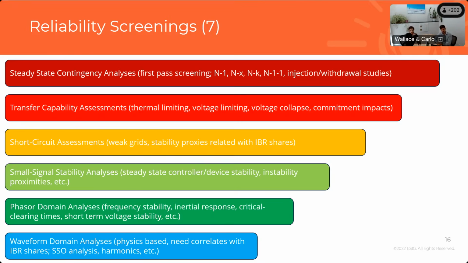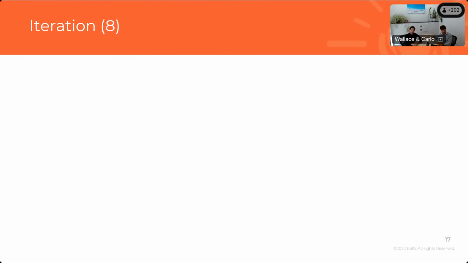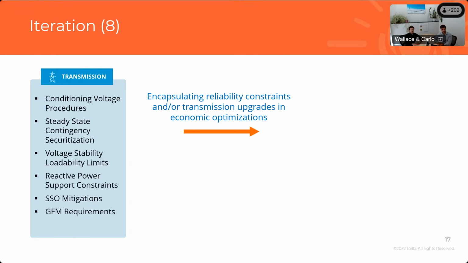Finally, we get to waveform domain analysis, the smallest blob, but the most time intensive physics-based type analyses, where the need generally correlates with IBR shares, not always. Remember, EMT really came up with HVDC, which is not necessarily an IBR. Looking at subsynchronous oscillation analysis, harmonics, we're thinking about those two new types of stability assessments required in the IBR space. So we do our reliability screenings, and then based on which regions and which times required more analysis, what we arrive at is a set of constraints that we need to take from my transmission planning domain.